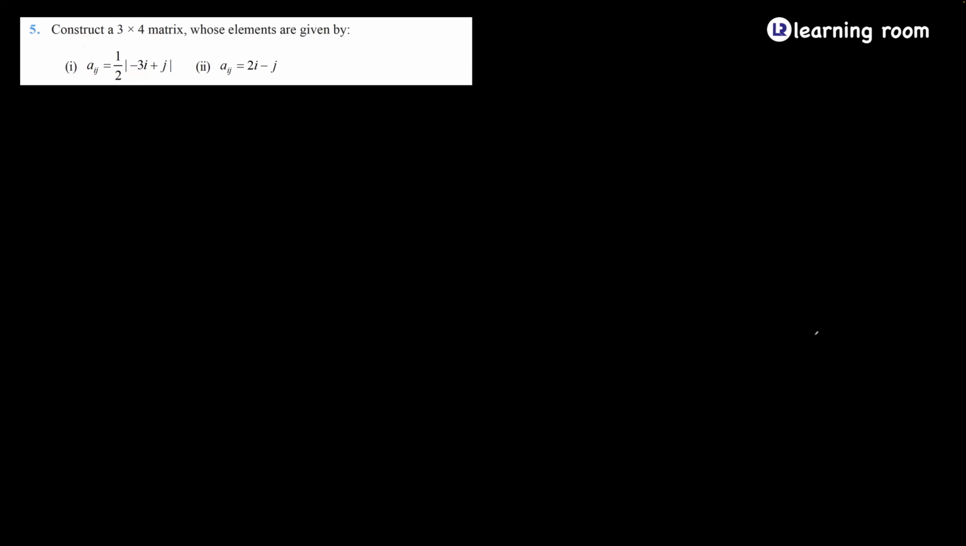So moving on to the next one, fifth question is, construct a 3 by 4 matrix whose elements are given by Aij is equal to half of mod of minus 3i plus j. So let's take the first question. Aij is equal to half of mod of minus 3i plus j. So what are the possible elements that you will have? A11, A12, A13, A14. So what will be the last element? 4 in a row. It will be A34. You will have 3 rows, no?